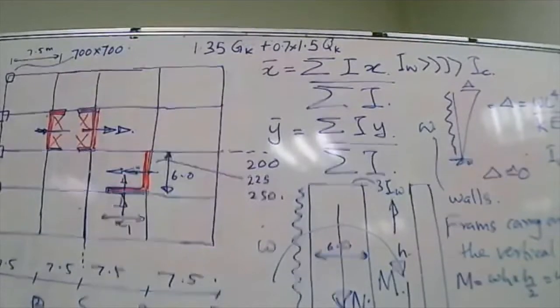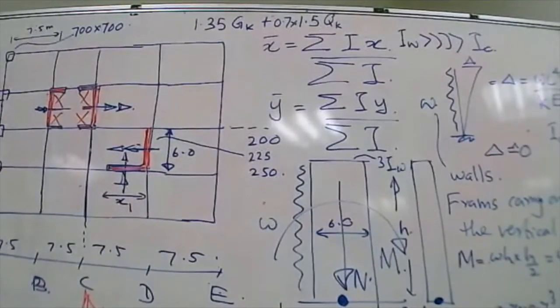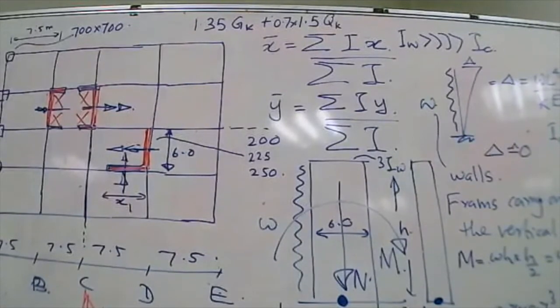Which means now we know the value of N, we know the value of M. So if you know the value of N and M, the important question is, how do you find the reinforcement? This is a wall. We know the overall moment, we know the overall axial load. And how do you find the reinforcement?